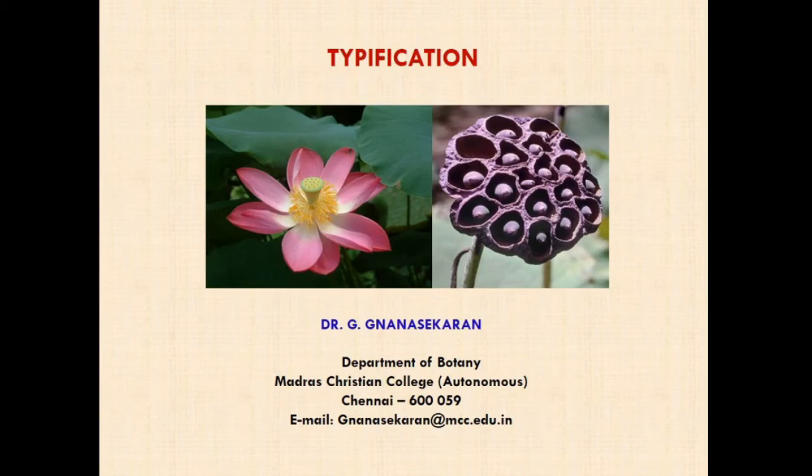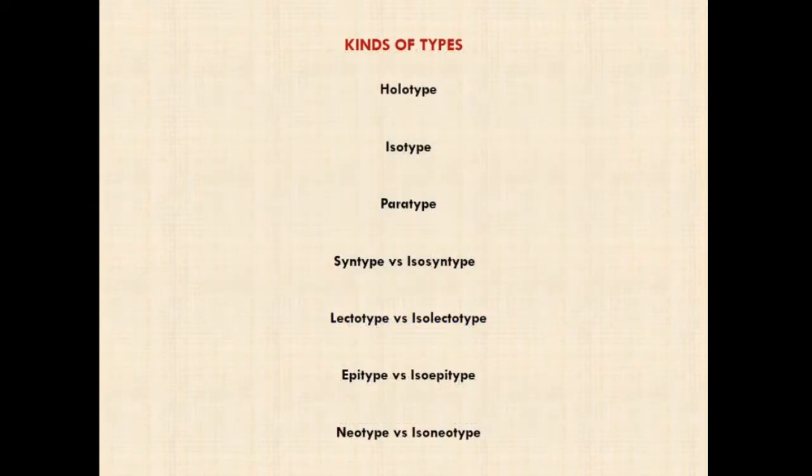Dear participants, today I am going to talk about the very important topic of botanical nomenclature, which is called typification. There are different kinds of types. All the types are listed here, and of these I am going to discuss exclusively the first two, which are called holotype and isotype, in this lecture.